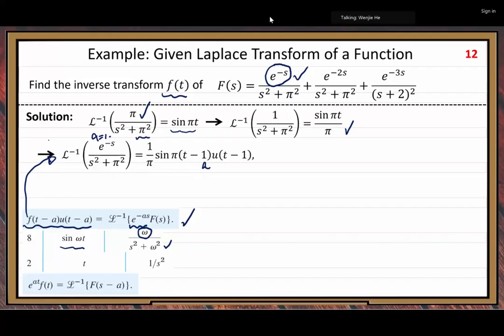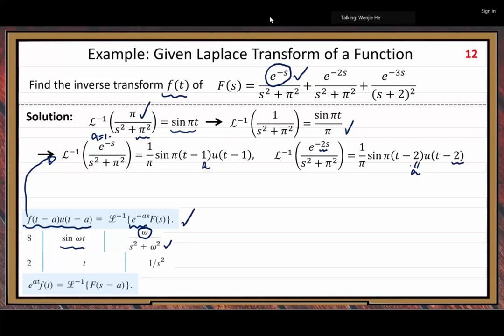The second term you can do similarly, right? Because you only need to change a. A becomes 2. The remaining is the same, so you only change a here. So you can write out the inverse Laplace transform of the second term immediately.